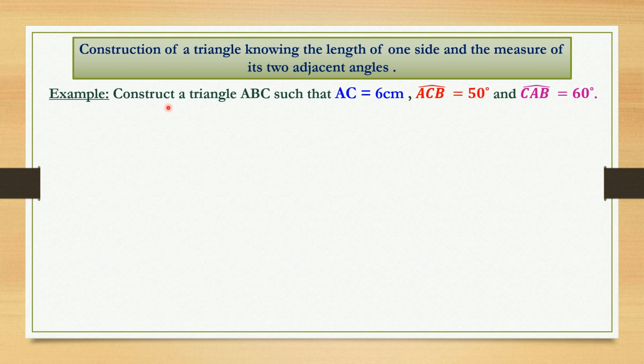Example: construct a triangle ABC such that AC equals 6 centimeters, angle ACB equals 50 degrees, and angle CAB equals 60 degrees. So here they gave us the length of one of its sides and the measure of two angles. And these two angles, we call them the angles adjacent to side AC.